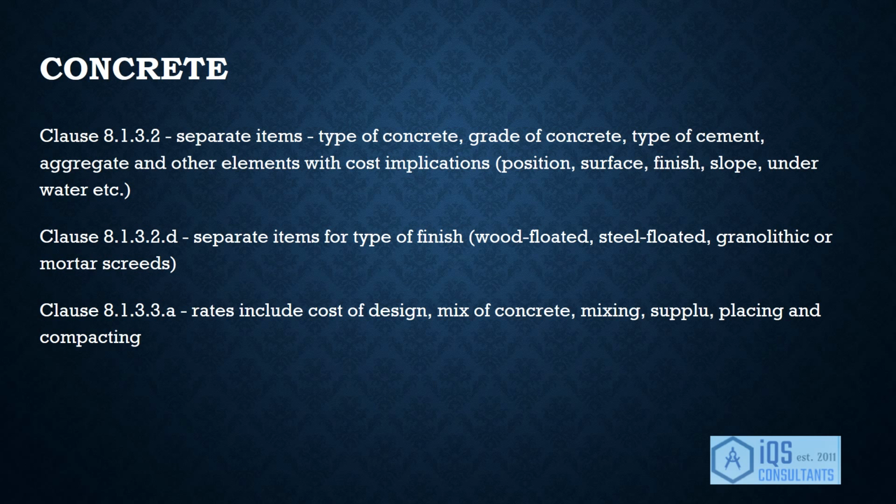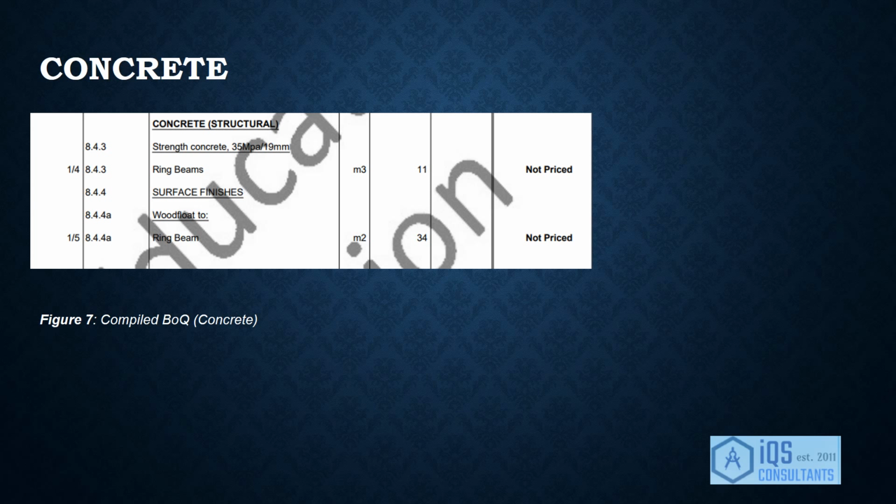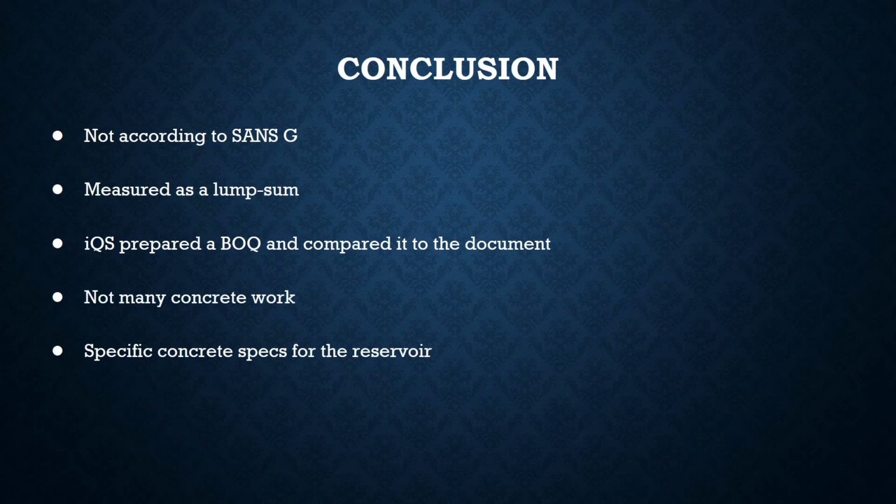The concrete element. The concrete used is first stated along with the mix, which is essentially the strength of the concrete. As mentioned earlier, separate items are to be made for the finishes, so an item is included below the concrete item, describing the finish to the beam, which in this case is wood float. To conclude, the BOQ that iQS was provided with was not according to SANS G, rather it was measured as a lump sum item, all in one, in an Excel document.